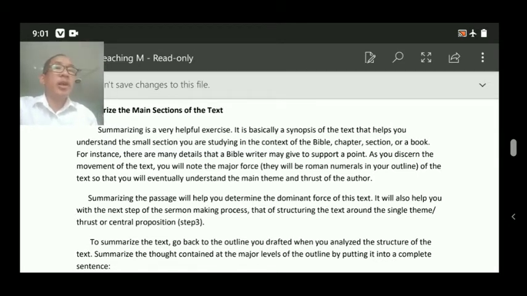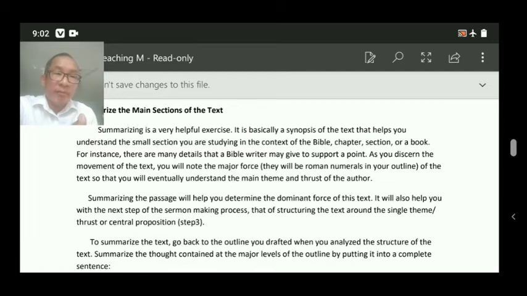It will also help you with the next steps of the sermon-making process, that of structuring the text around the single theme, thrust, or central proposition. When you structure your text well and summarize it well, that will make it very easy when you start structuring the sermon. Now we are dealing with structuring the text.